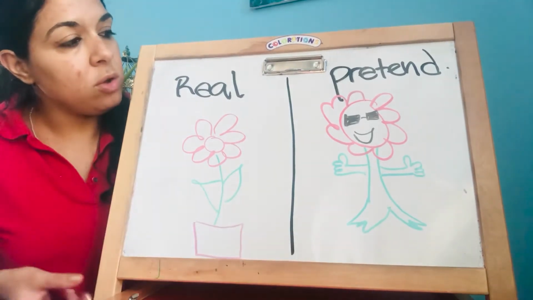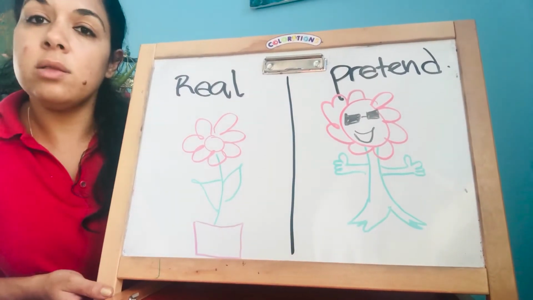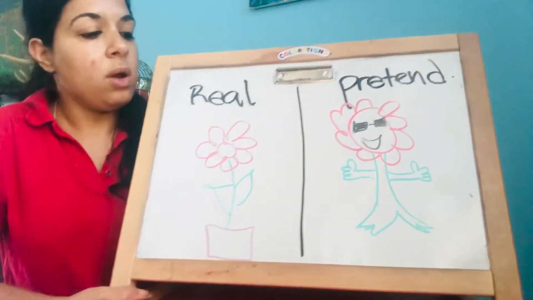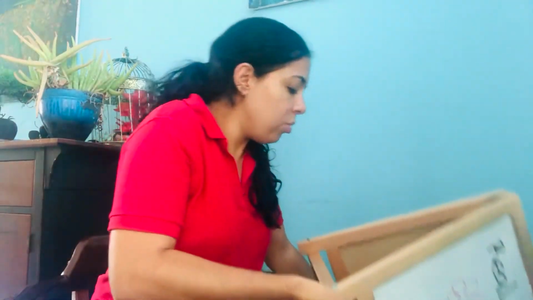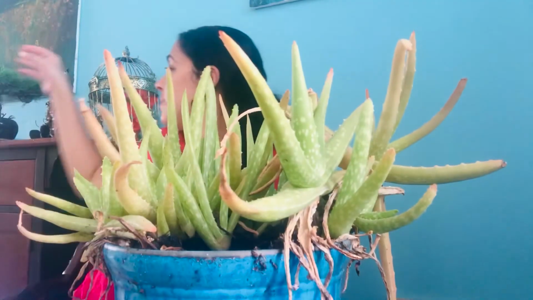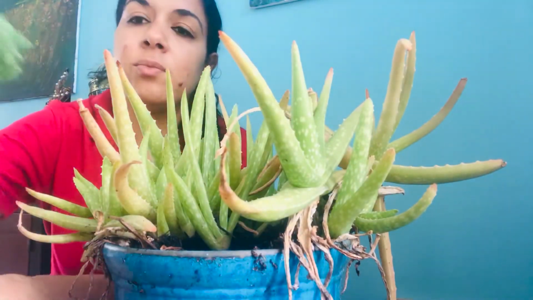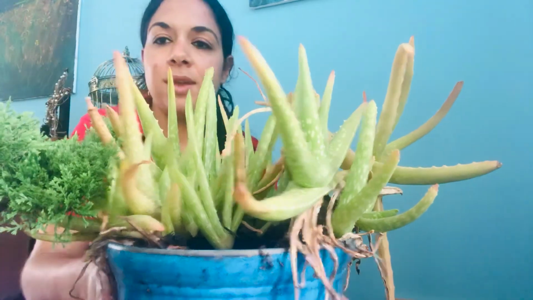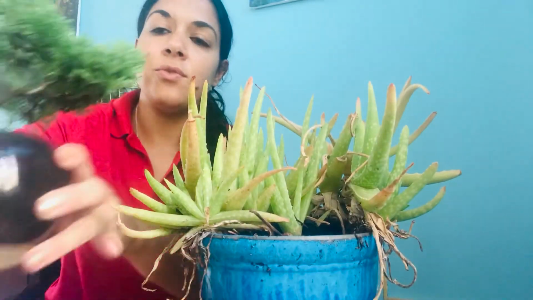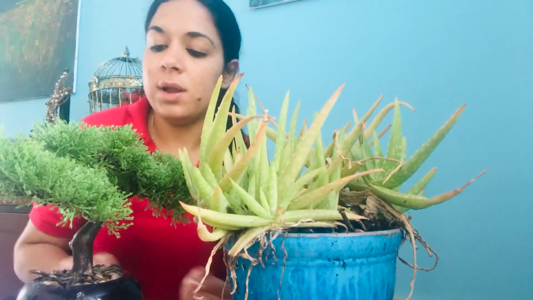And the reason why I made these drawings is so that you guys know that you do not have to do it with objects. You can just do drawings. But if you could do a little show and tell video with two objects around your house, that would be great as well. So here's my real plant. And here's my pretend plant. And this is my video, my show and tell video, so that everyone can see my real object, which I already explained why it's real, and my pretend object.